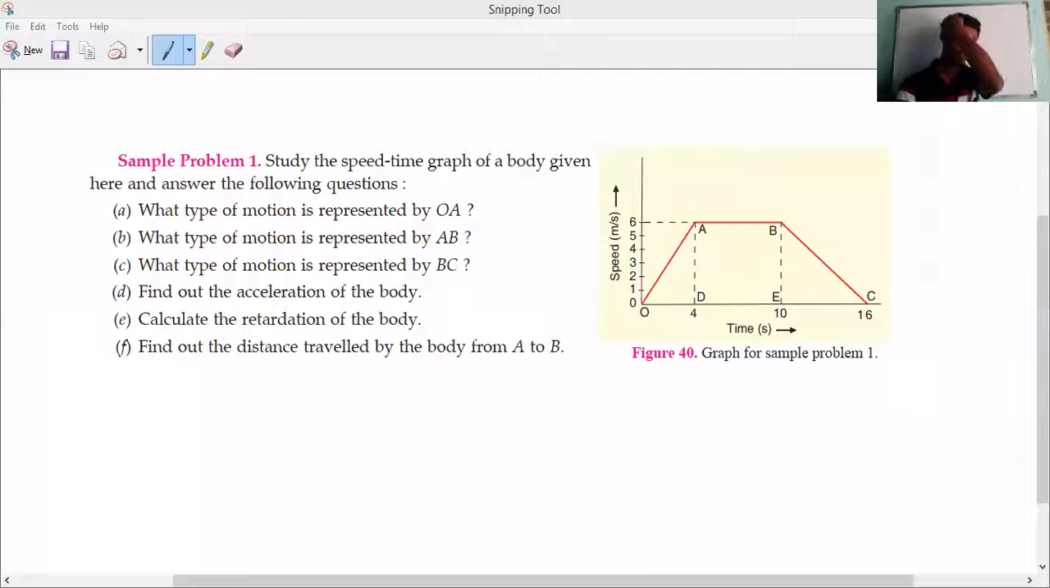Okay, all of you start solving this problem. This is the first problem which we are going to see. It is related to the motion, equations of motion by graphical method, graphical representation of motion.